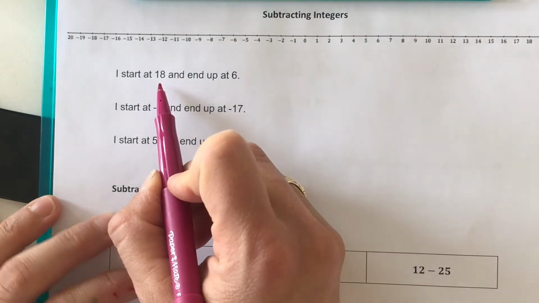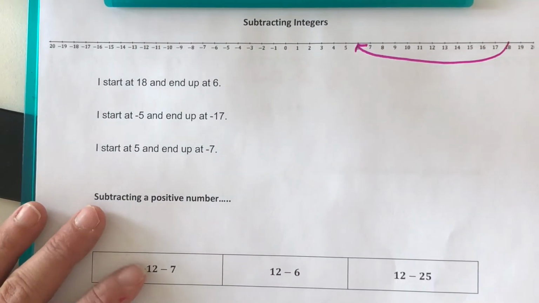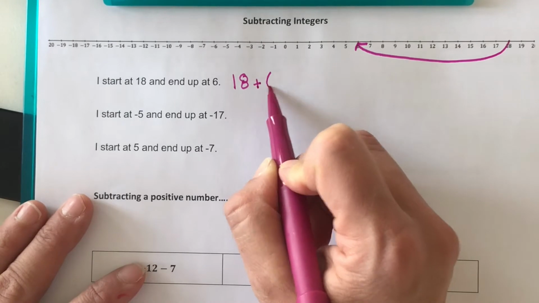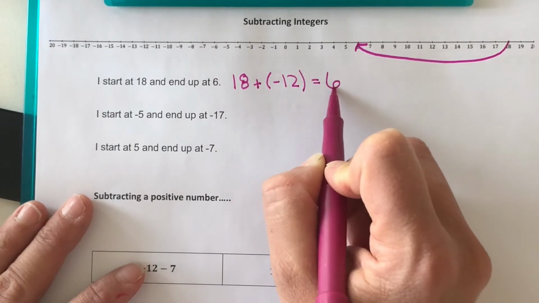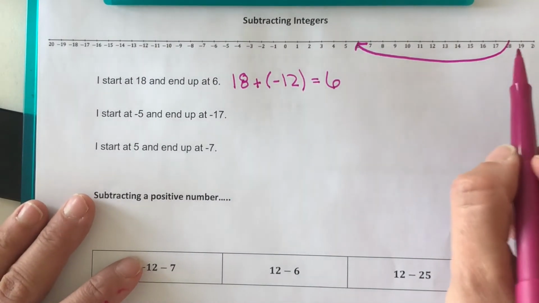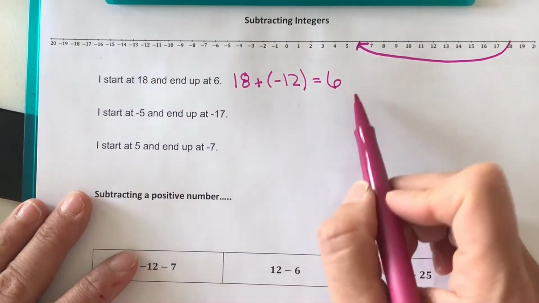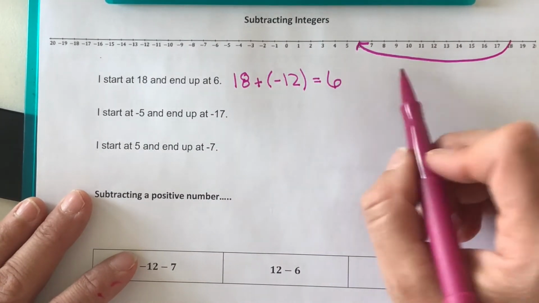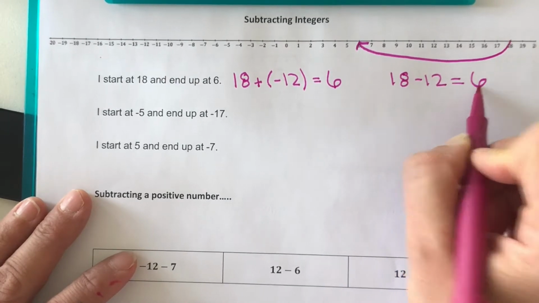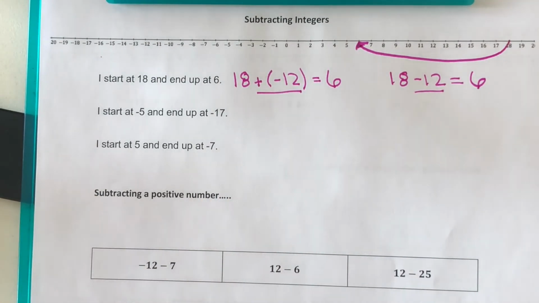So I start at 18 and I end up at 6. So this is my starting point and I end up here. Based on what we talked about last time, I could write that as 18 plus negative 12 equals 6, because I'm moving 12 places to the left, that's adding a negative 12. But if we think about the number line, the other operation that I could think of as moving left, getting smaller, is subtraction. So an equivalent number sentence for this would be 18 minus 12 equals 6. Subtracting 12 and adding negative 12 both have the result of moving 12 places to the left.